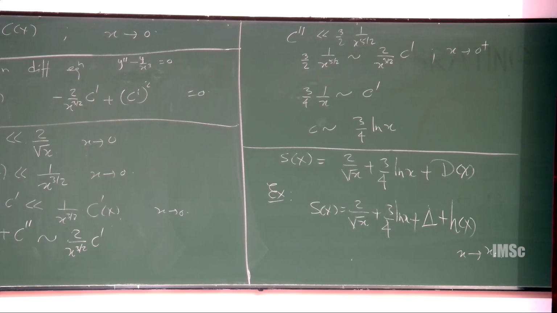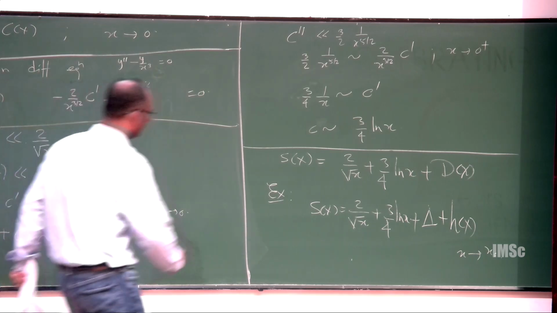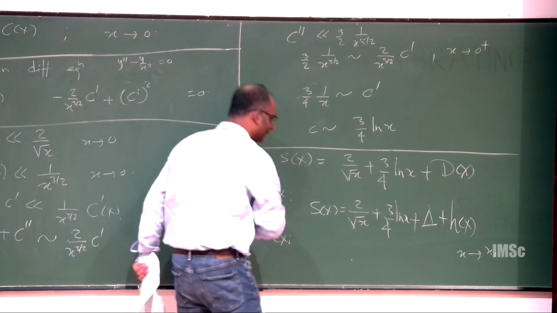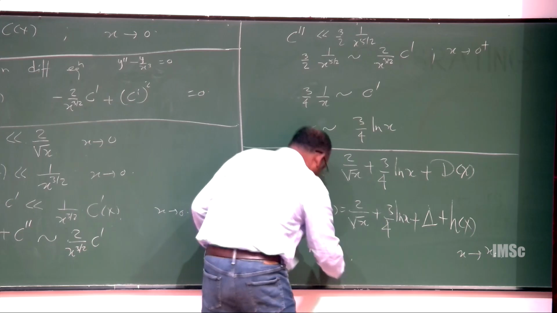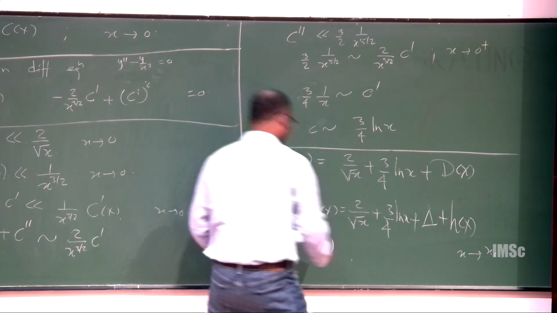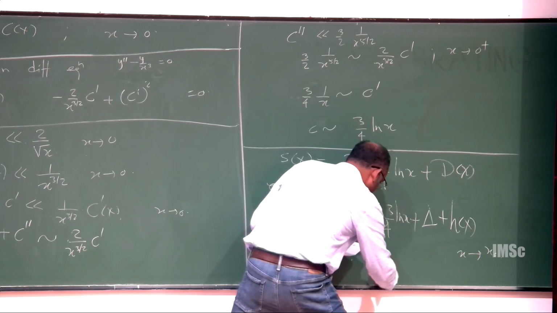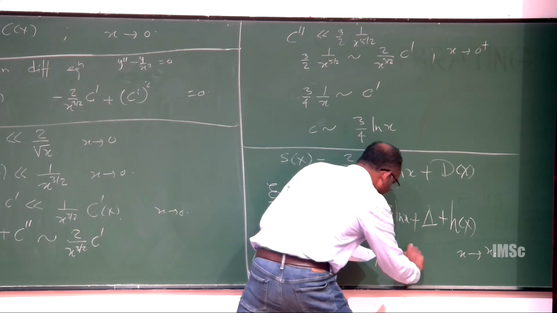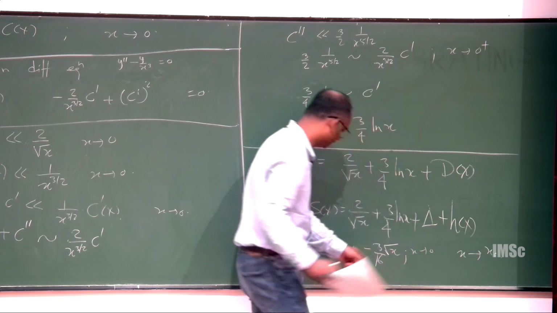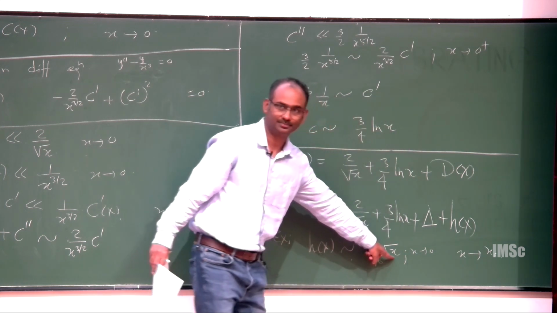Also, exercise. Again, repeating the same arguments, show that h of x is asymptotic to minus 3 over 16 square root of x as x goes to 0. Okay, so you see this goes to 0 as x goes to 0.